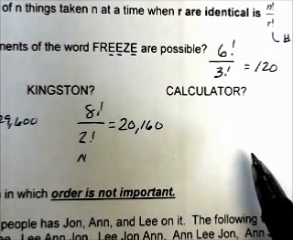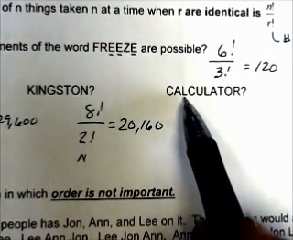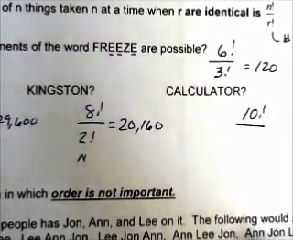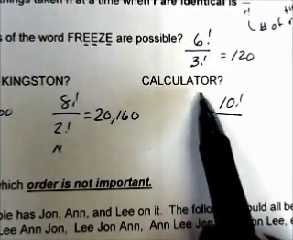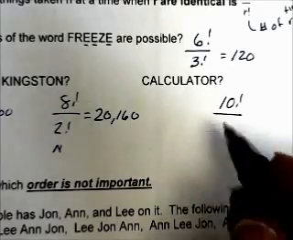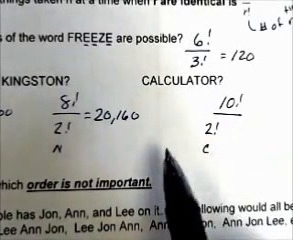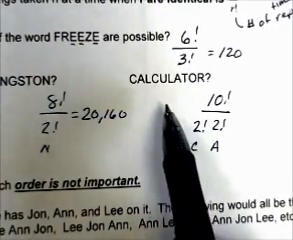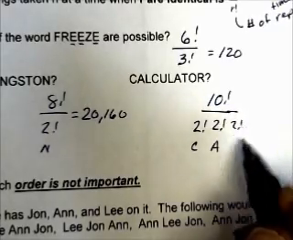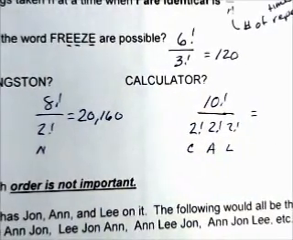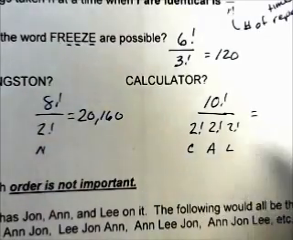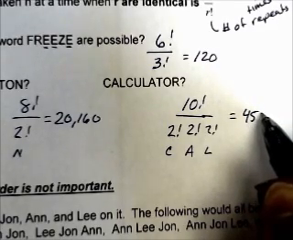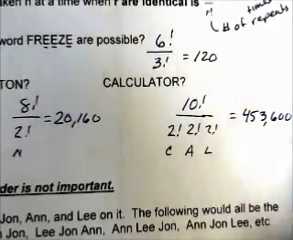Calculator. How many different arrangements of the word calculator? Well, calculator has 10 letters, so that's 10 factorial divided by, let's see, the number of times something repeats. So we have 2 C's, 2 factorial for the C's, and then 2 A's, times another 2 factorial for the A's. And we also have 2 L's. 10 factorial divided by 2 times 2 times 2 would result in 453,600.